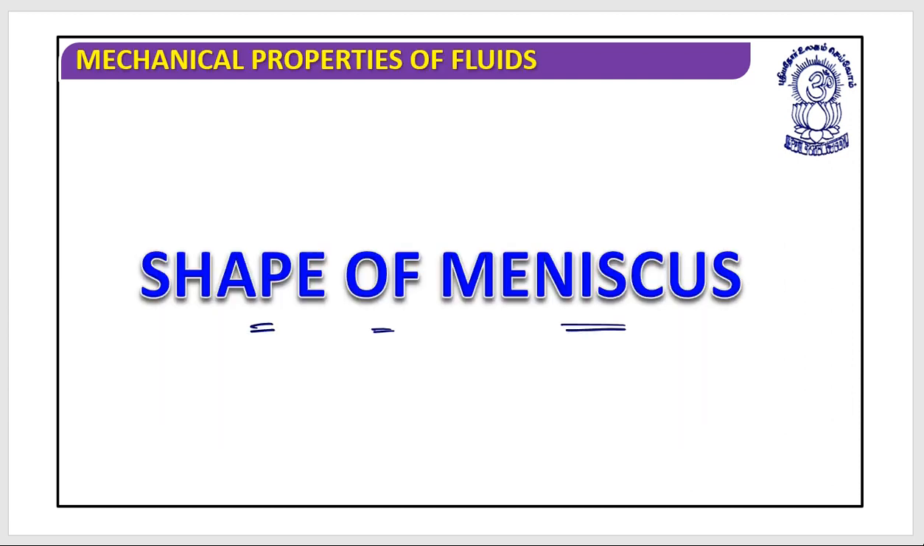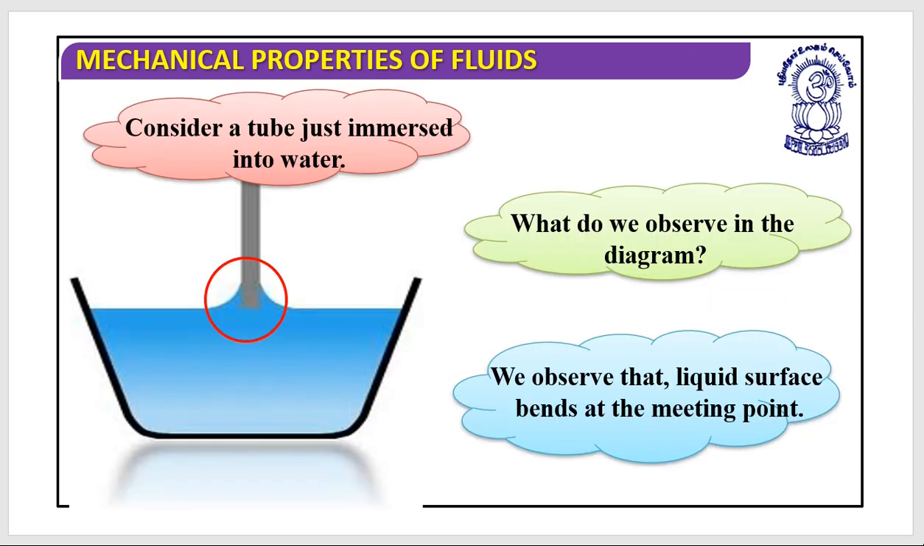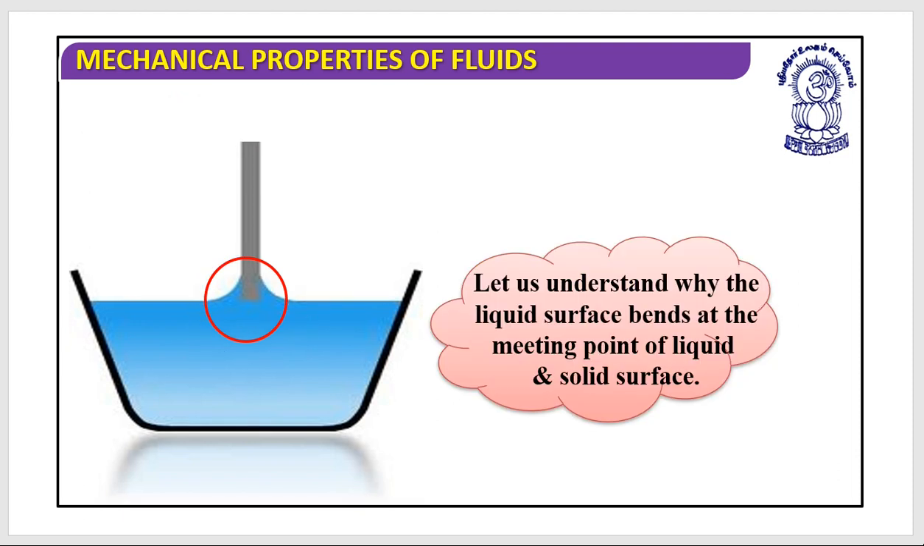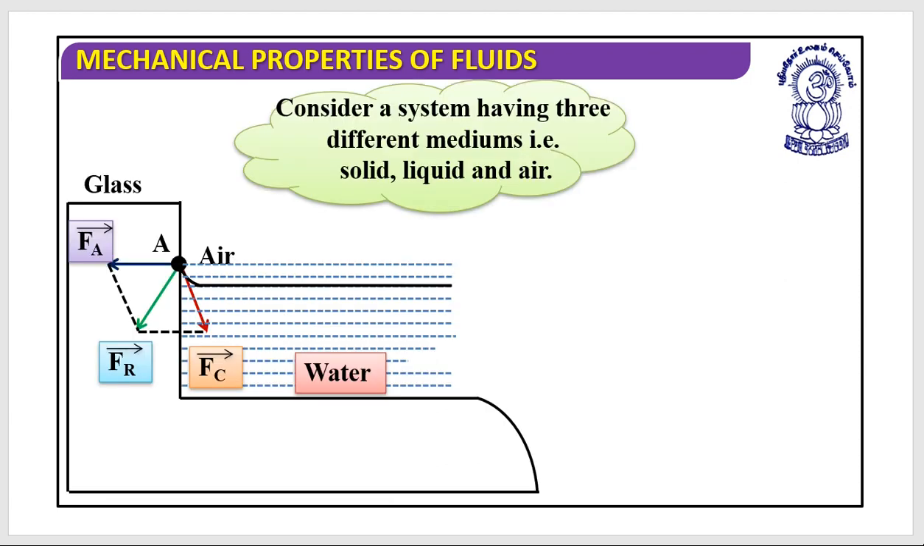First we will discuss the shape of the meniscus. Let's have a look. Consider a tube which is just immersed into the water. When we observe this situation, it has already been highlighted that the liquid surface bends at the meeting point. So let us understand why the liquid surface bends at the meeting point of the liquid and the solid surface, and why this kind of situation arises.